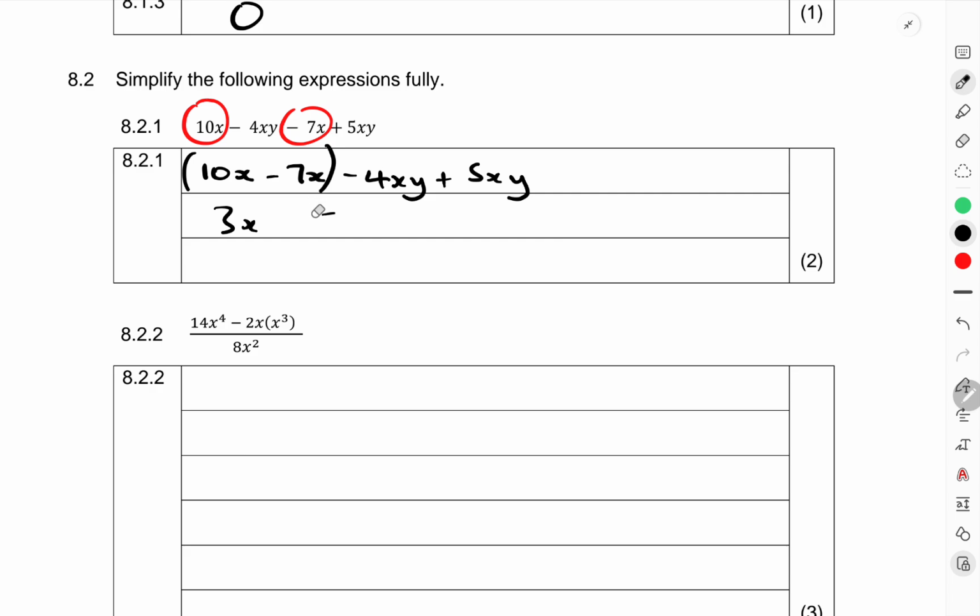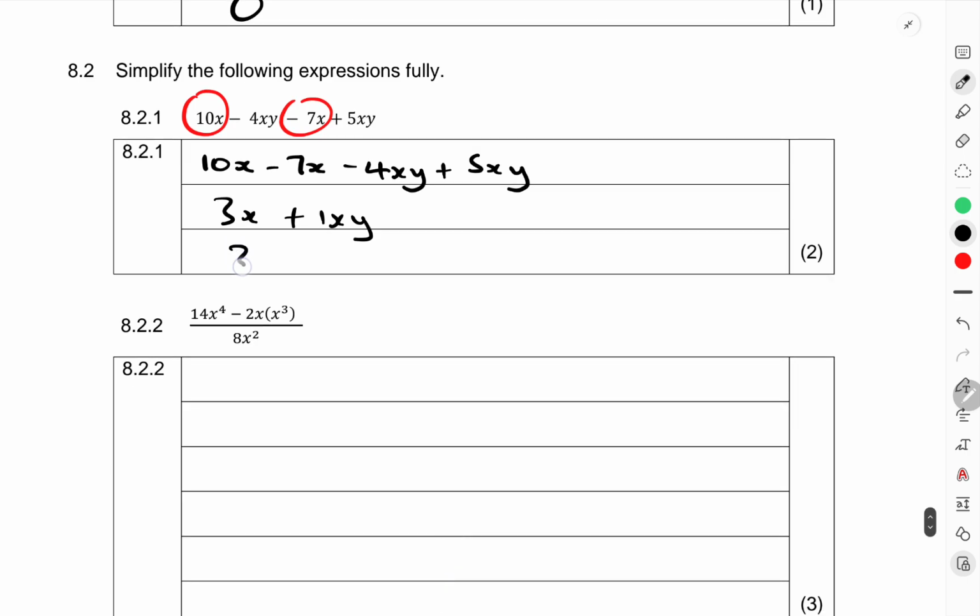Then on the other side, I have negative 4xy plus 5xy. What is negative 4 plus 5? The answer will be positive 1, so positive 1xy. Or I can remove that positive 1 and make it an invisible one, meaning my answer is 3x plus xy. So if you are dealing with algebraic expressions, group your like terms. Having the same variable raised to the same exponent, those are the like terms.